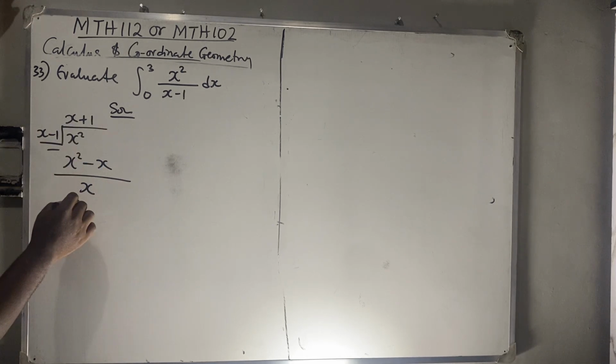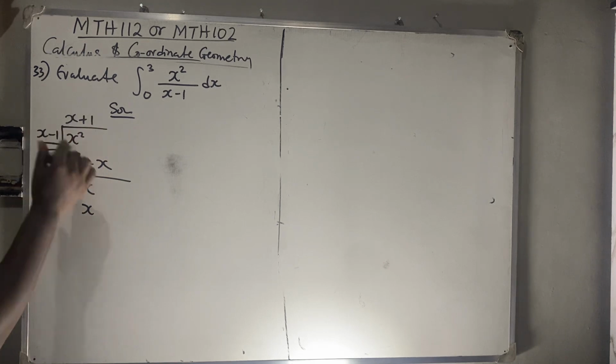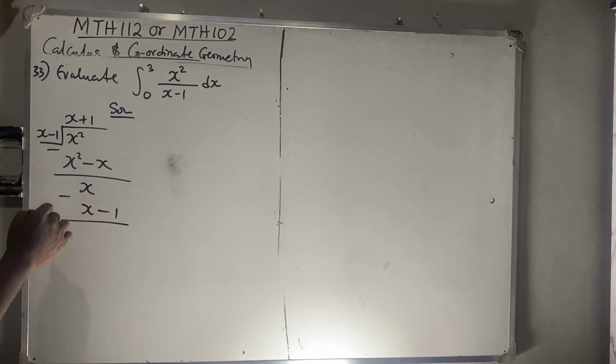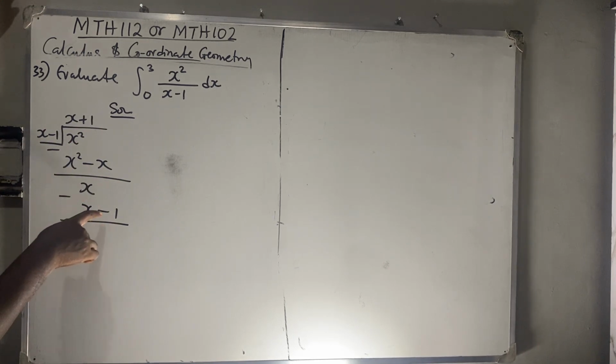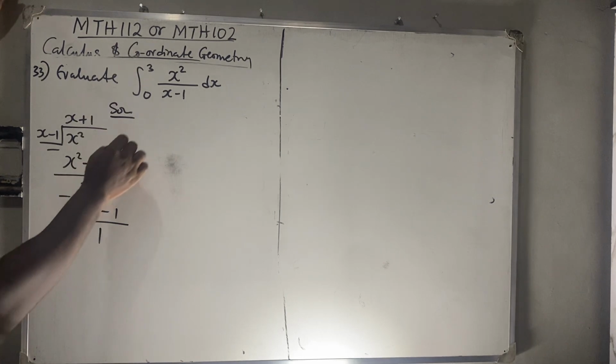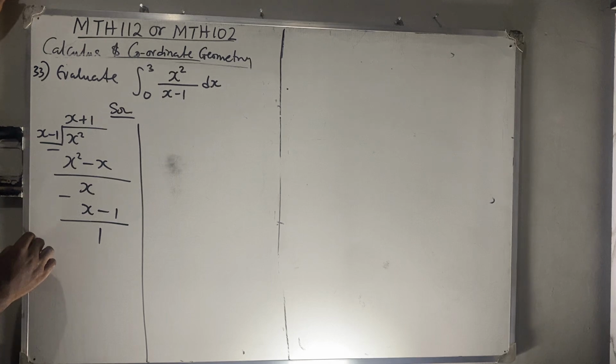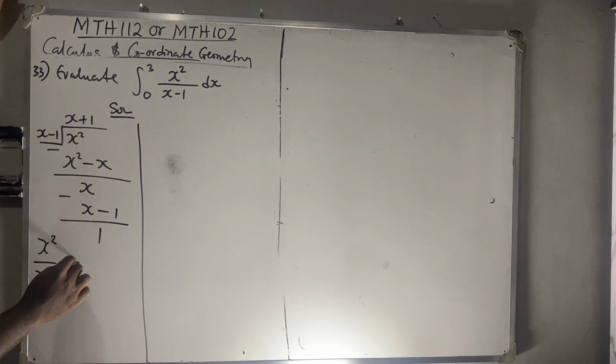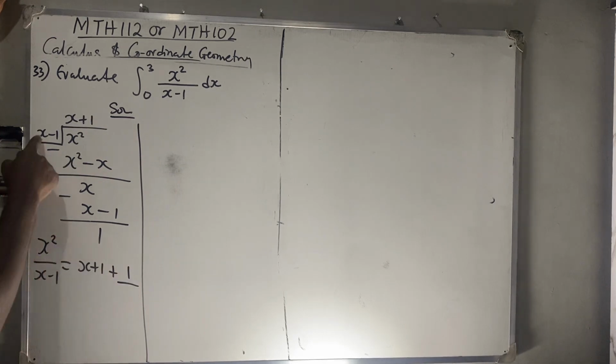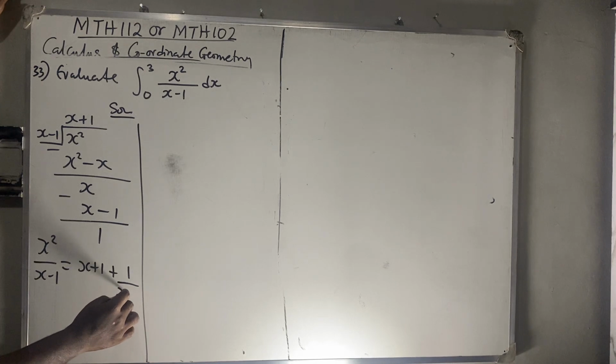The 1 times x gives x, and the 1 times minus 1 gives minus 1. If I subtract again, x minus x is gone, minus minus is plus, and I'm left with 1. So the answer to x squared over x minus 1 is the quotient x plus 1, then plus the remainder over the divisor.